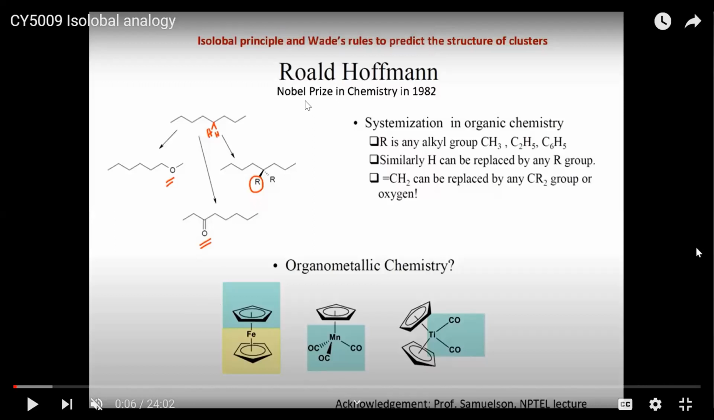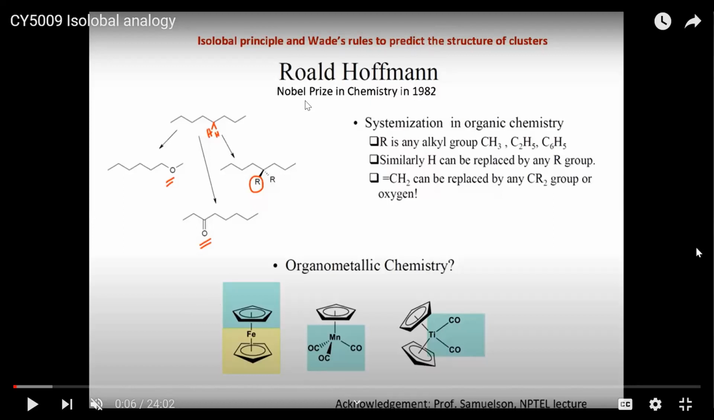So isolobality is where you try to find out two groups which have similarity with respect to their orbital symmetry. When you say orbital symmetry, you are talking about the frontier orbitals. Now, what are frontier orbitals? These are the orbitals which are in the higher energy, typically the HOMO and LUMO. That's what we call frontier orbitals.